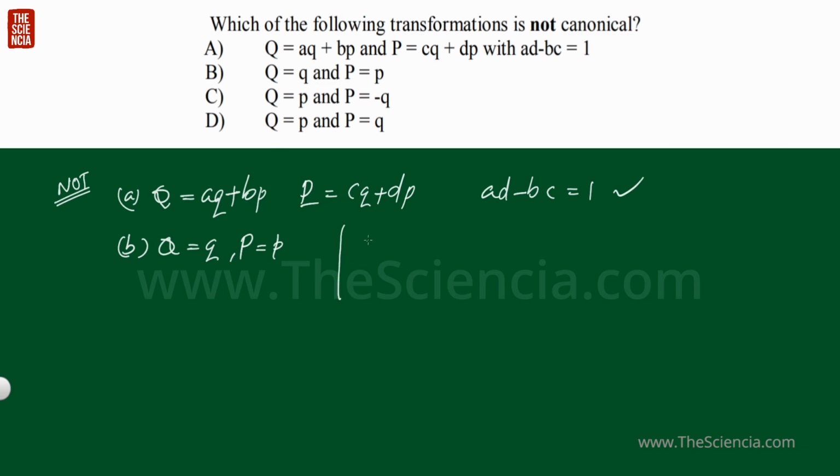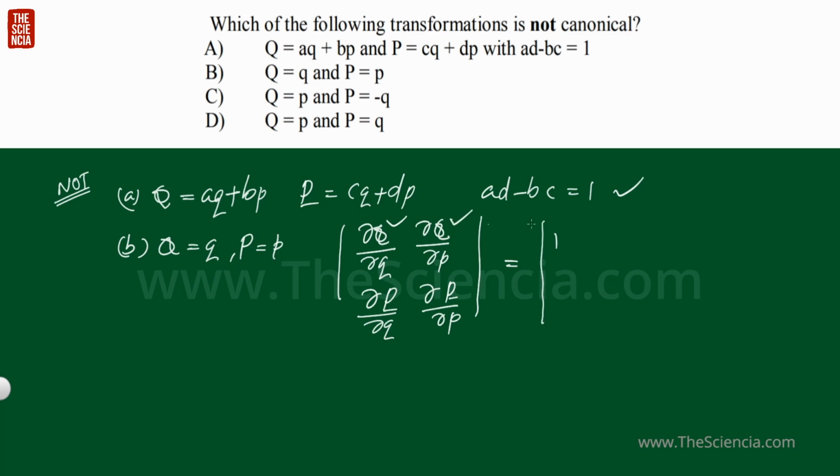We have to check the Poisson bracket, that is dou Q by dou q, dou Q by dou p, dou P by dou q, dou P by dou p. So what we get? Dou Q by dou q, that is 1, and dou Q by dou p, that is 0. Then dou P by dou q, that is 0. Then dou P by dou p, that is 1. So we get this is equal to 1. Now check for option C, that is capital Q equal to small p and capital P equal to minus q. Then what we get?